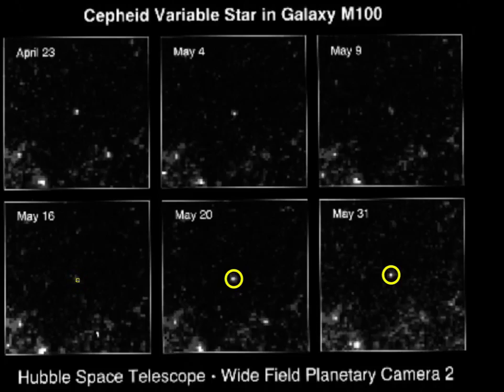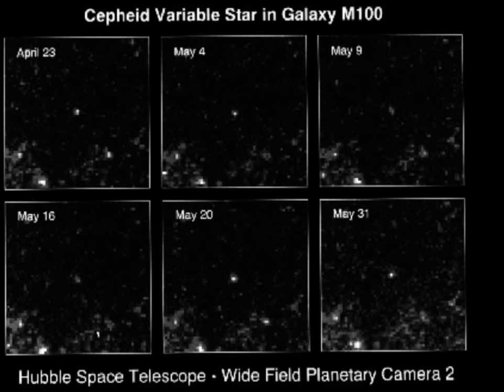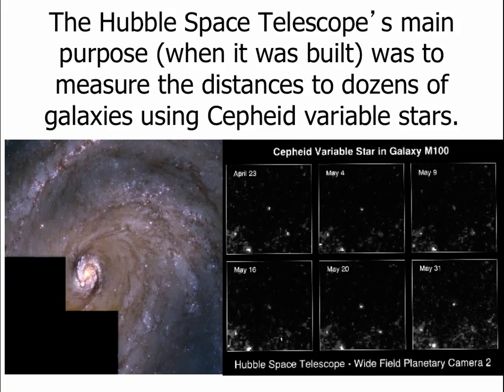So by watching several Cepheid stars like this, the Hubble Space Telescope was able to find dozens of Cepheid stars in each galaxy, and then by having dozens of galaxies with Cepheid stars, we can get very good statistics on distances.